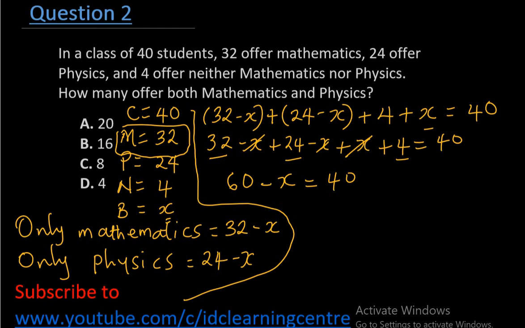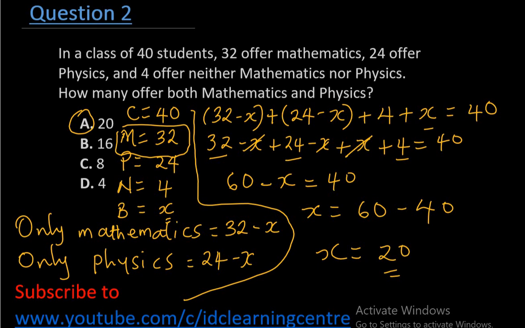Collect like terms, move minus X to the right hand side. The negative sign will go. You have 60, move 40 to meet 60. It will become minus 40. So X equals 60 minus 40, which is 20. Remember I said let X be the number of students that offers both of them. So the right answer is A, which is 20.